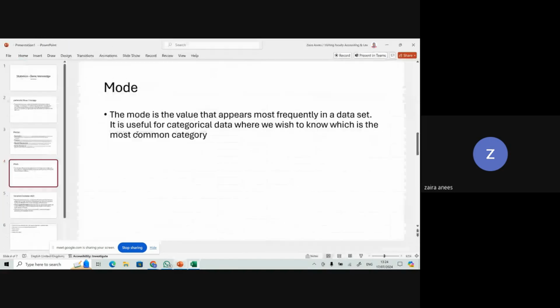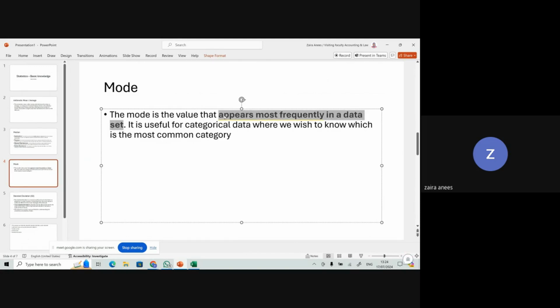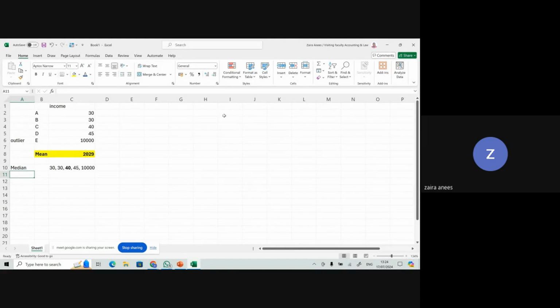Mode represents the most frequently repeated value in your data set, right? So in this case, the most repeated value is 30, right? So 30 is the mode, right? Now, what is the benefit of using mode? Mode will tell you which figure is mostly present in your data, so that you can decide accordingly.